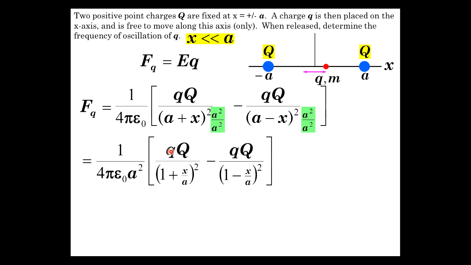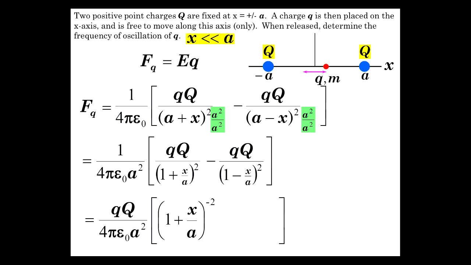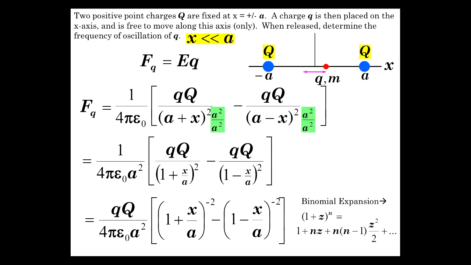We can factor out Qq. Let's go ahead and do that. Qq over 4 pi epsilon 0 a squared times 1 plus x over a to the negative 2 minus 1 minus x over a to the negative 2. We have this binomial expansion now where 1 plus z to the n equals these terms, 1 plus nz plus n times n minus 1 z squared over 2.